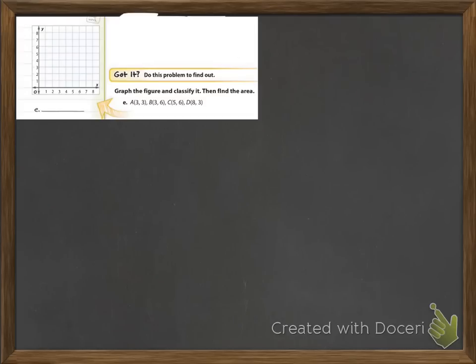All right, hopefully you've worked this problem out. The first thing you need to do is graph the figure. So you need to plot the points. Let's go ahead and show you that now. So as you can see, I've plotted all 4 points. Now we're just going to neatly try and connect those dots with the best straight lines we can.